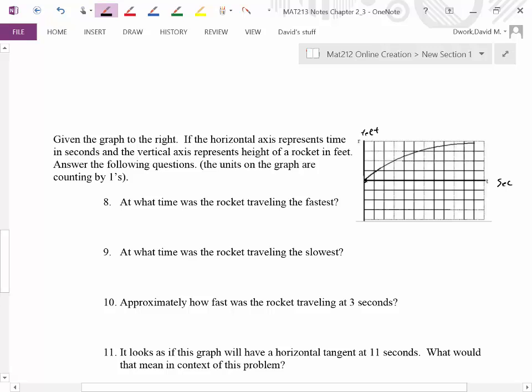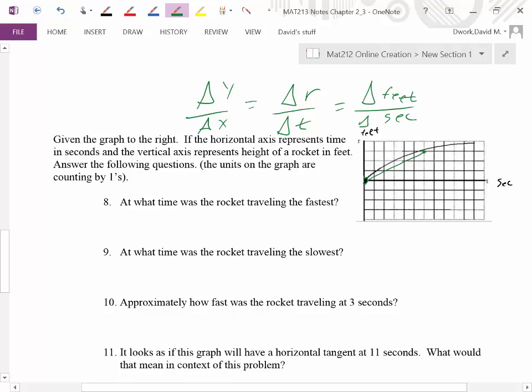So if you think about making a secant line, even though we're not going to want to do a secant line, think about your units. The slope would be change in y over change in x, or in this case, change in r over change in t, which has the units of change in feet over change in seconds. So we have feet per second. Perfect. But we don't want an average rate of change.